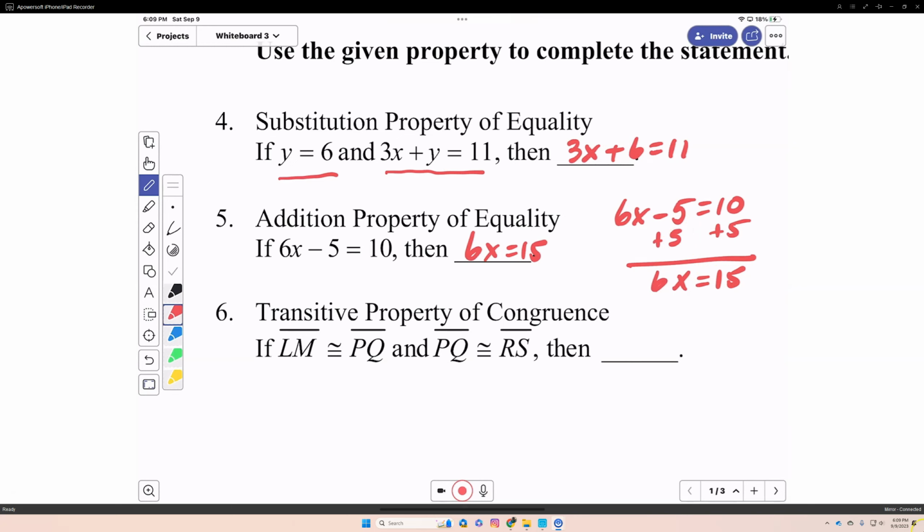The transitive property, that means if segment LM is congruent to segment PQ, and segment PQ is congruent to segment RS, so what conclusion can you make? Segment LM is congruent to segment RS, and that is what we call the transitive property.